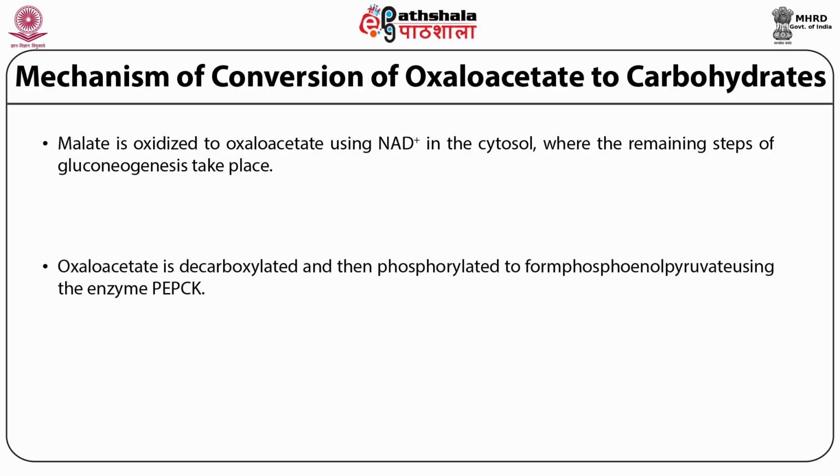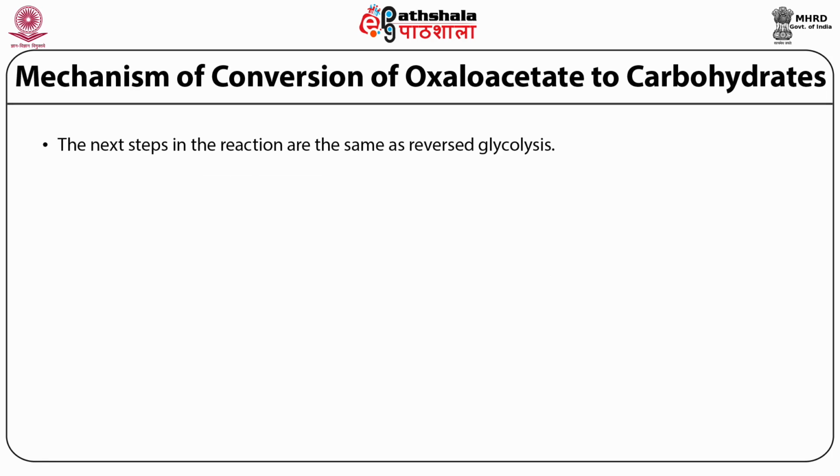Oxaloacetate is decarboxylated and then phosphorylated to form phosphoenolpyruvate using the enzyme PEPCK. A molecule of GTP is hydrolyzed to GDP during this reaction. The next steps in the reactions are the same as reversed glycolysis.